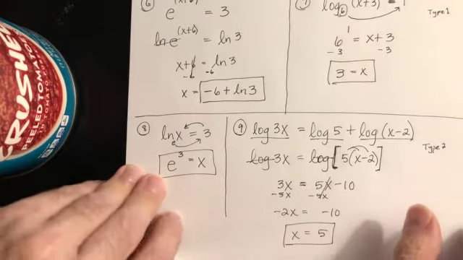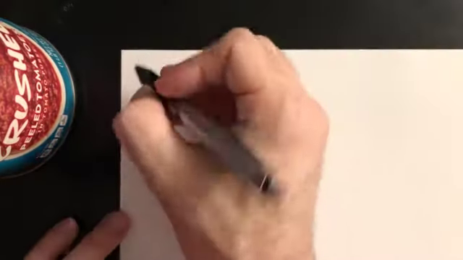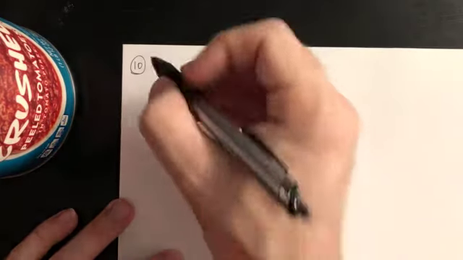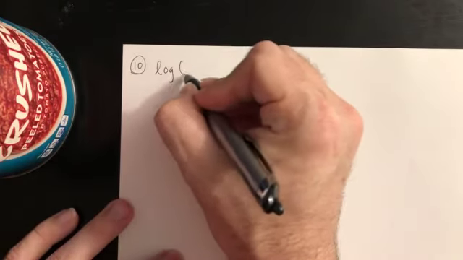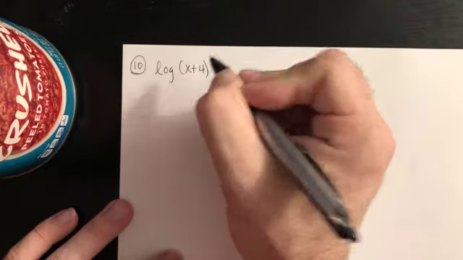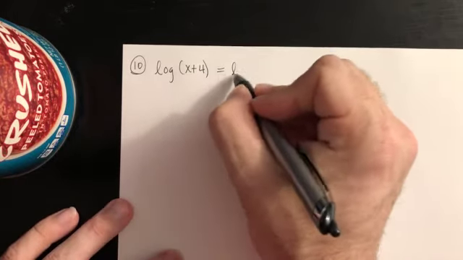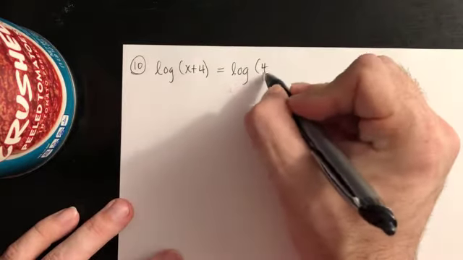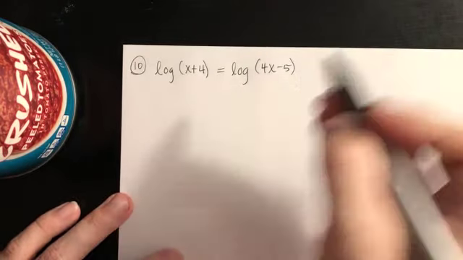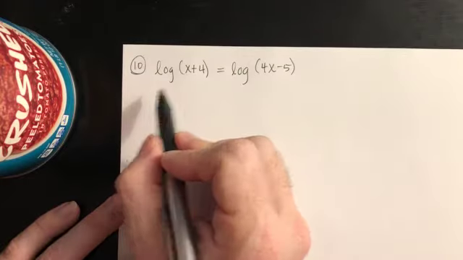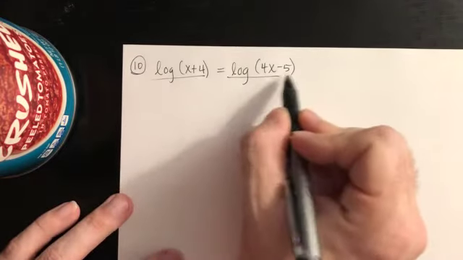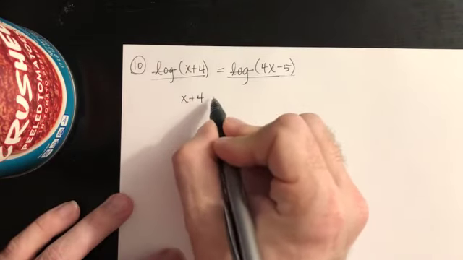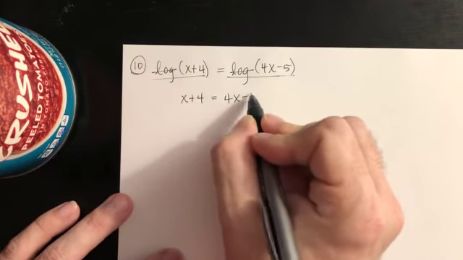Number 10, though, I think I put that problem in there so that you can see that sometimes the answer doesn't work out. So with number 10, we have log of x plus 4 in parentheses, and that's equal to the log of 4x minus 5. Oh, hey, look, they're condensed already. There's just one log equal to one log. This is type 2, so I can just go ahead and cancel those logs out, and I get x plus 4 equal to 4x minus 5.